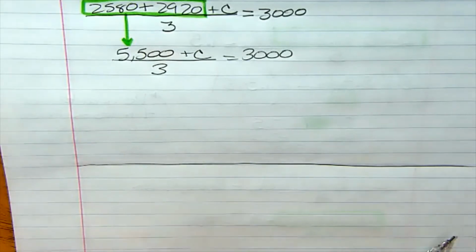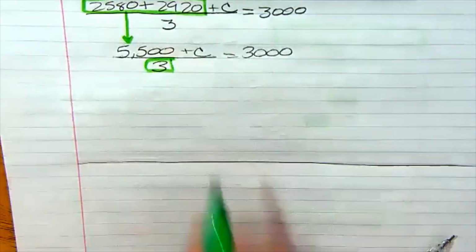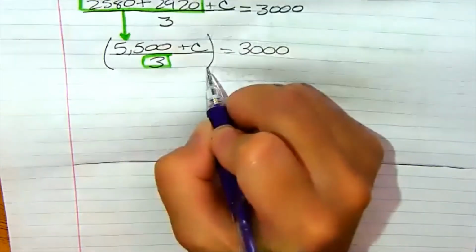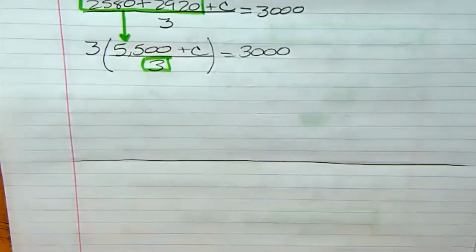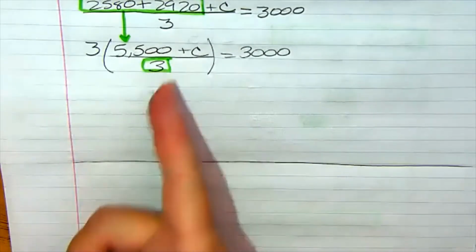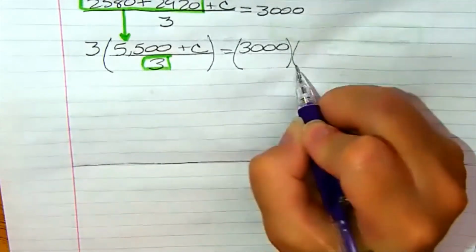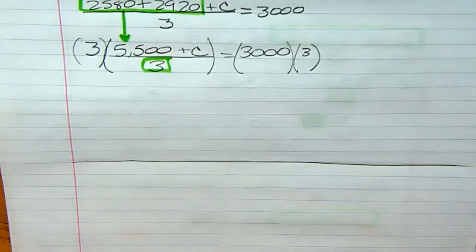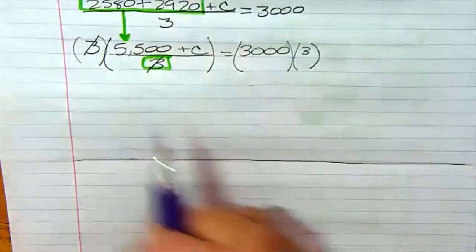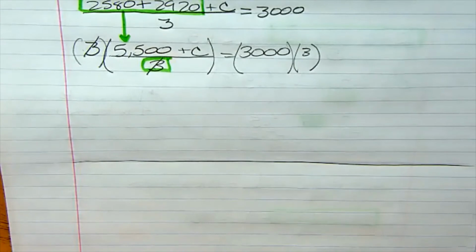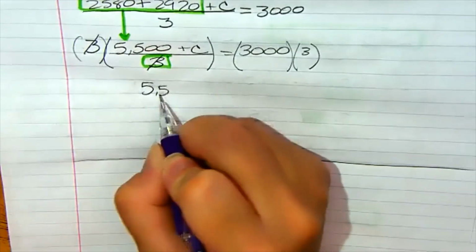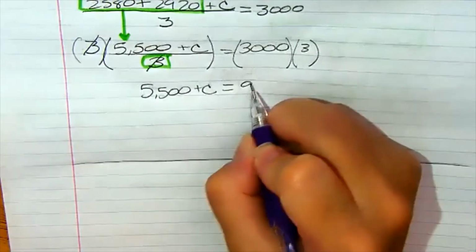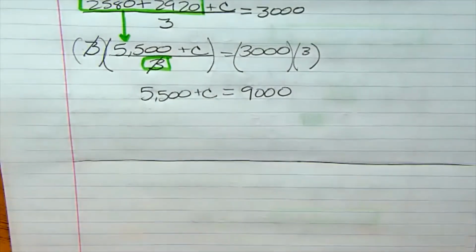Now I want to get rid of this denominator. So to do that, I'm going to multiply this whole thing by 3. What I do to one side, I must do to the other. So my 3's cancel because 3 divided by 3 is 1. And I'm left with 5,500 plus C equals 3,000 times 3 is 9,000.